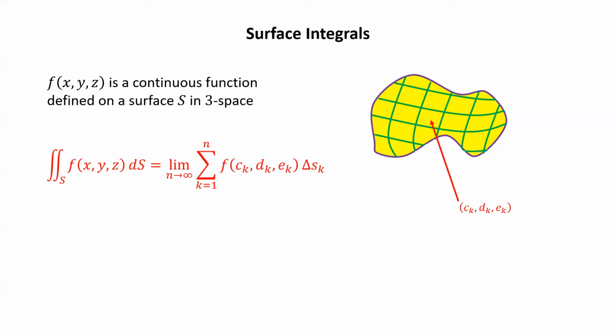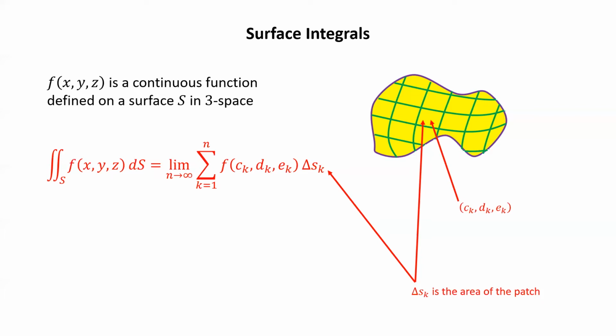And then what we do is we evaluate the function at each of these points, and then multiply by delta sk, which is the area of the patch that the point appears in. For each of these patches, we get this product, f of ck, dk, ek times delta sk. We add all those up, and then we take the limit of this procedure as n goes to infinity, where n is the number of patches. We call this the surface integral over S of f of x, y, z ds.